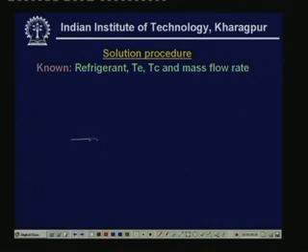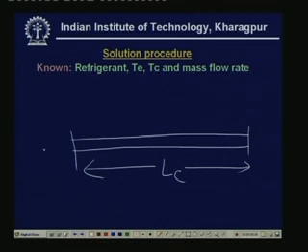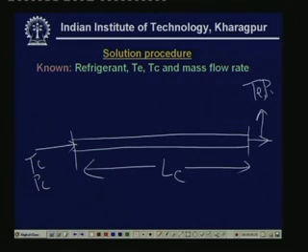Let us say that this is the capillary tube, and the total length of the capillary tube is, let us say, LC, and this is the inlet to the capillary tube and this is the outlet. So, at the inlet what are the conditions? We have the temperature Tc and the pressure is Pc, which is nothing but the condenser pressure, and the outlet is connected to the evaporator. So, we know that the temperature is Te and pressure is Pe.